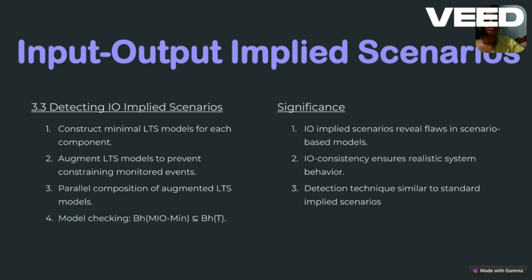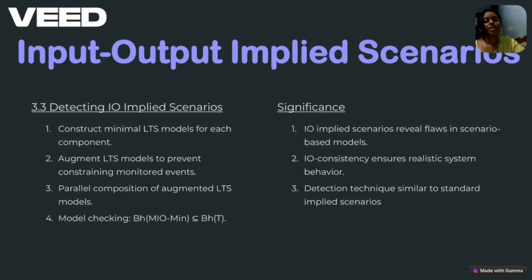IO implied scenarios reveal flaws in the scenario-based model. IO consistency ensures realistic system behavior. Detection techniques are similar to the standard implied scenarios.